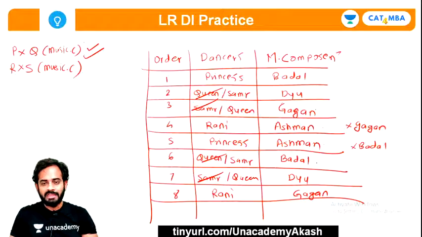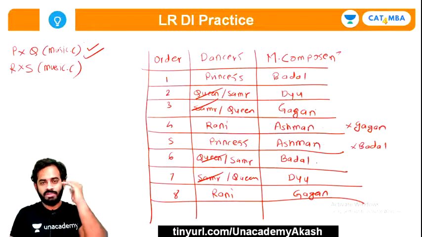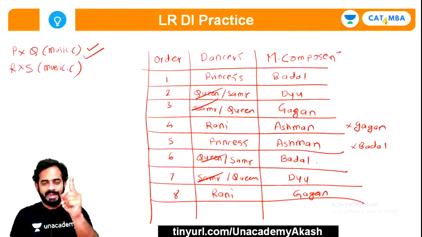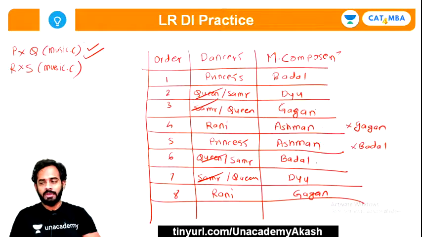So Samragni is fixed on second and sixth place. Queen is fixed on third and seventh place. Is that clear, everyone? I hope there is no doubt over here. Pankaj and Anjana, did you understand this? I hope there is no doubt, guys. Okay, very good, guys. So we have completed this table.